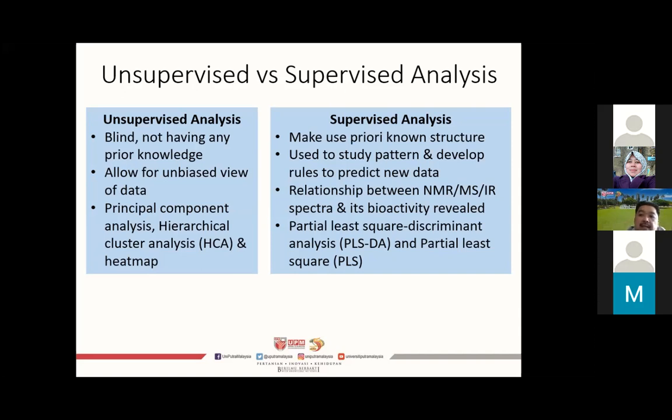Supervised analysis learns from labeled training data and helps you to predict outcomes for unforeseen data. For example, it can be used to study the relationship between NMR or MS or IR spectra and its bioactivity. PLS-DA and PLS are examples of supervised analysis.